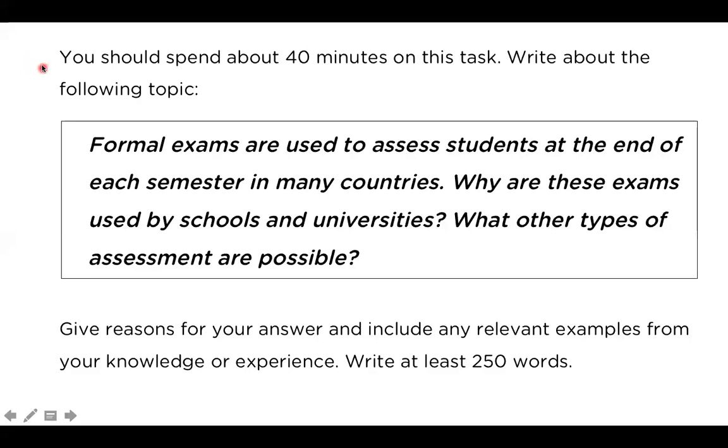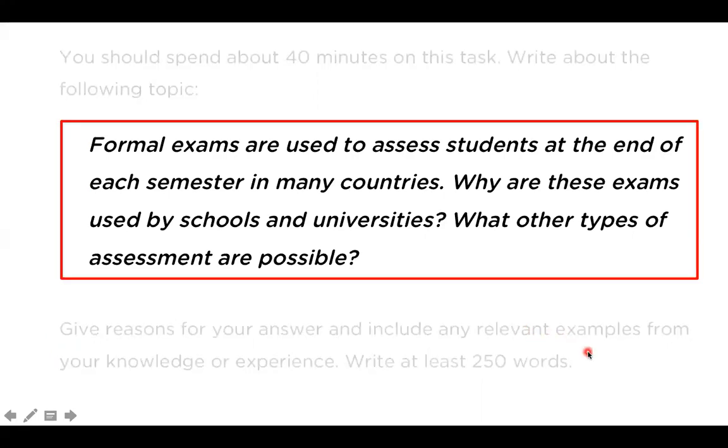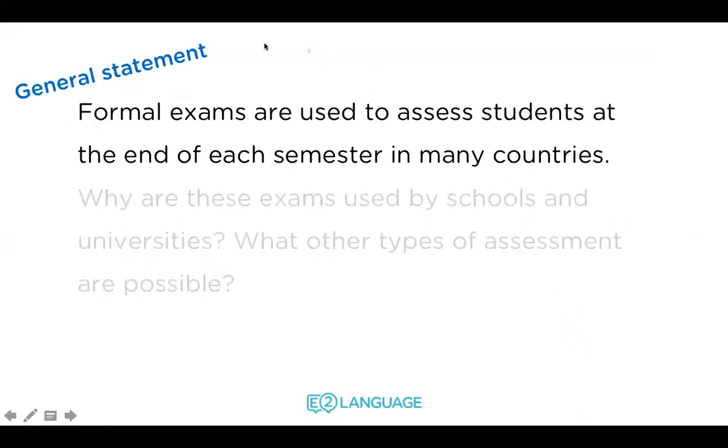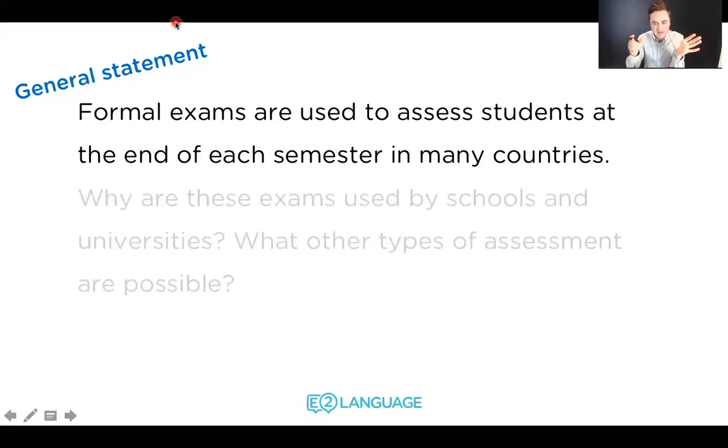You're going to see some general instructions to spend about 40 minutes on the task. Then you're going to see the question prompt, and then you'll see the generic things about using your knowledge and writing 250 words. We need to look at this more deeply because it contains some parts that we need to understand. The first part it contains is a general statement. In fact, this question prompt contains 3 sentences.